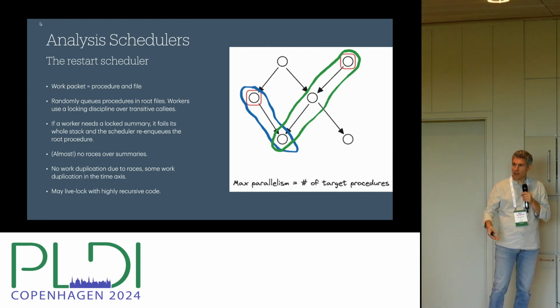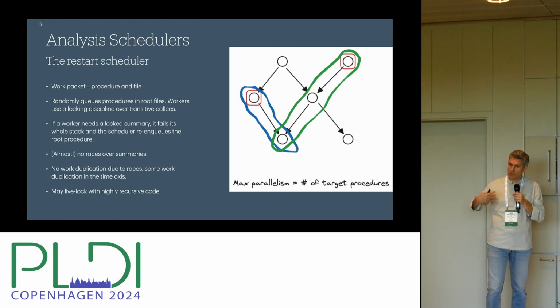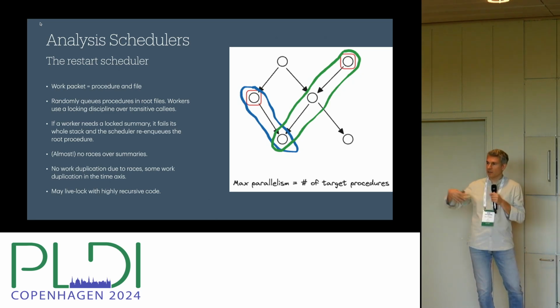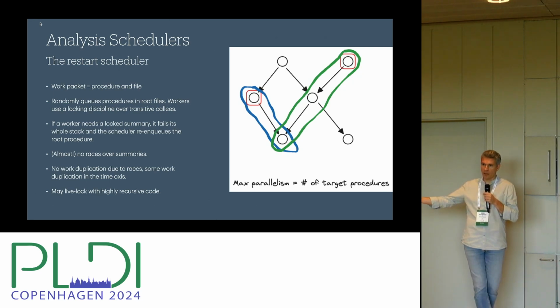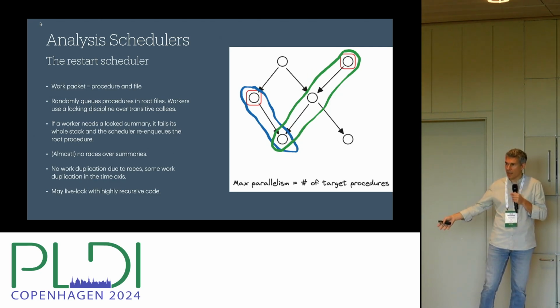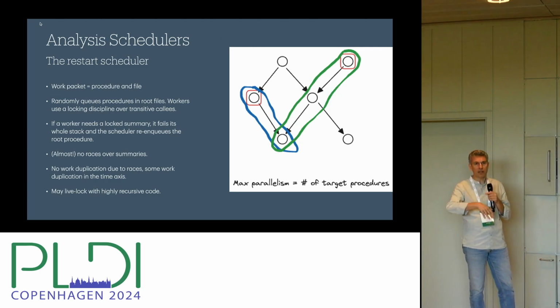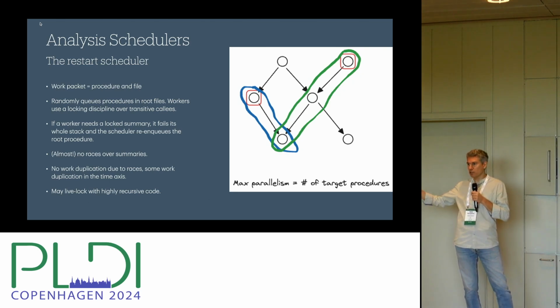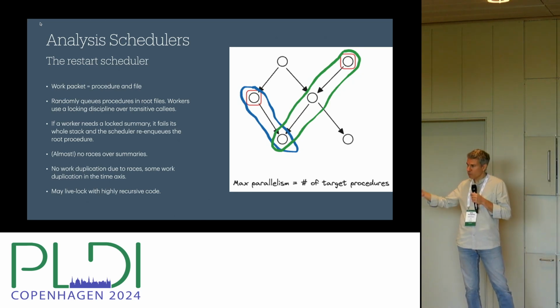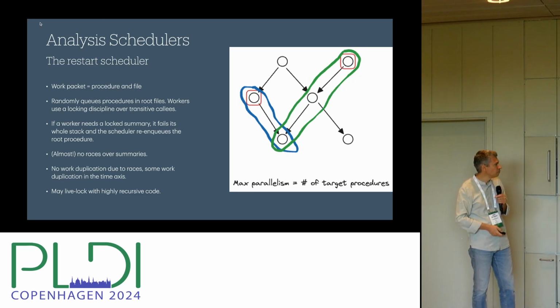Because when we fail due to a race, we have done some work that will have to be redone the next time the same work packet is scheduled again, right? So every time a work packet is failed, some work gets lost because it wasn't written to disk, and therefore we have to redo it next time. And it may livelock with highly recursive code.